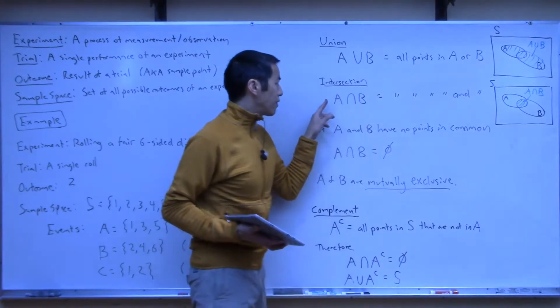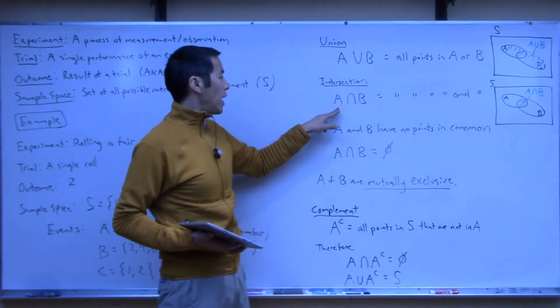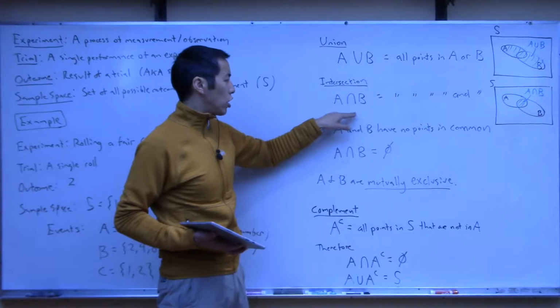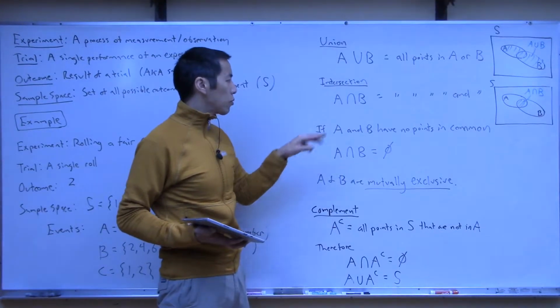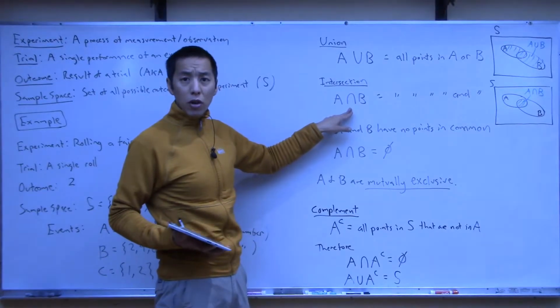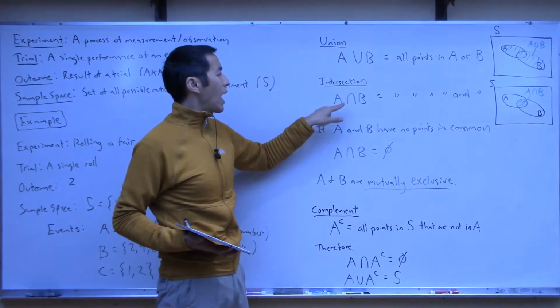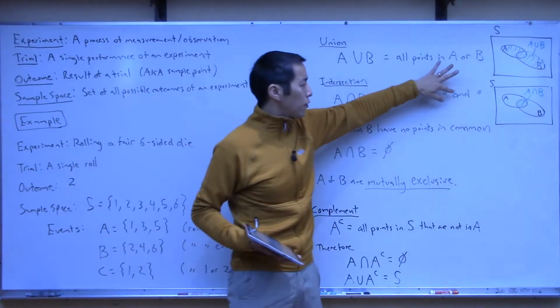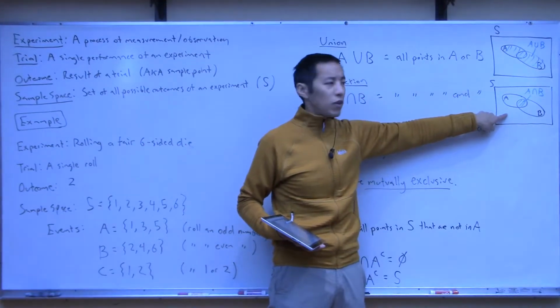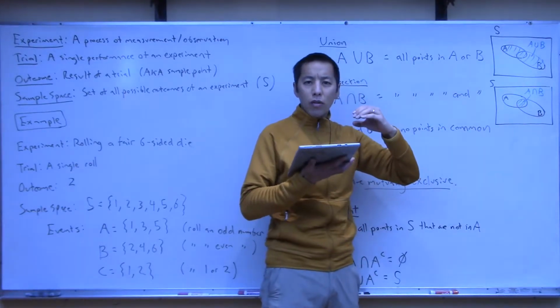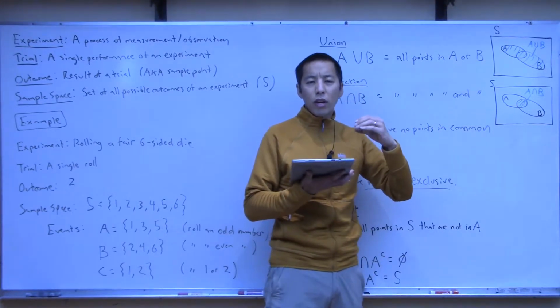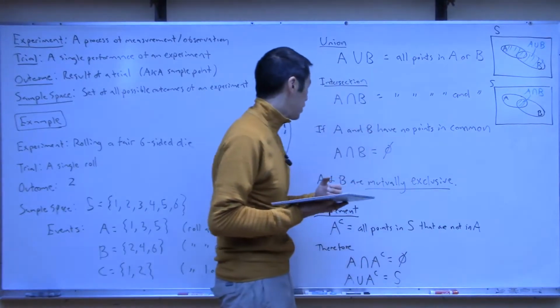Now, contrast that with the intersection operator, A intersect B. This intersection operator is this big cap, an upside down U. That's the symbol for it. All this denotes is all of the points that are in A and B. So that's the only difference. Again, from the Venn diagram perspective, you can see that A intersect B is where the two sets overlap, the points that are in both sets simultaneously.